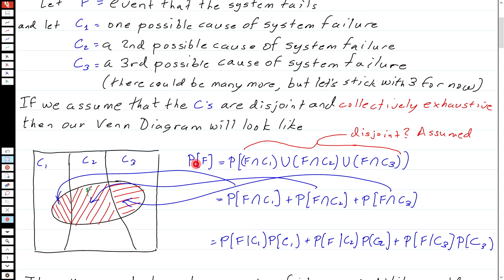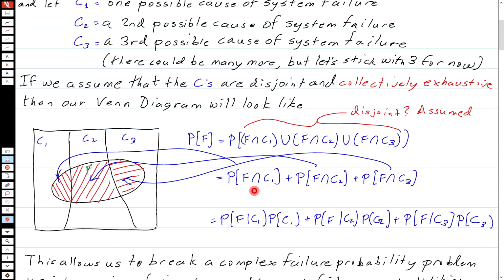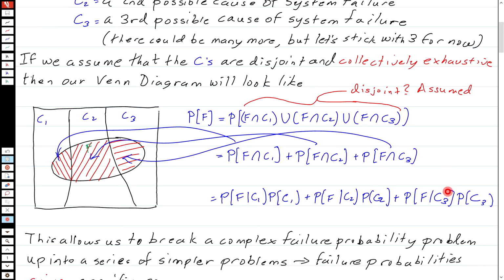That means our probability of failure is the probability of F and C1, plus the probability of F and C2, plus the probability of F intersection C3. And we have a rule for this. It's the probability of F given C1 times the probability of C1, plus the probability of F given C2 times the probability of C2, and so on for C3. The interpretation of this is: what is the probability of failure given that C1 takes place, and we have to weight that by the probability that C1 takes place, and so on.